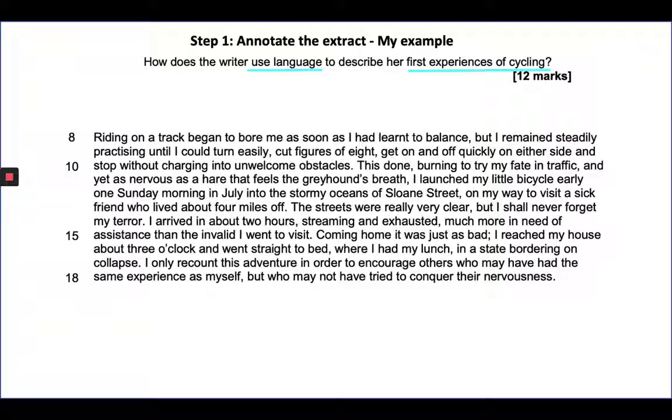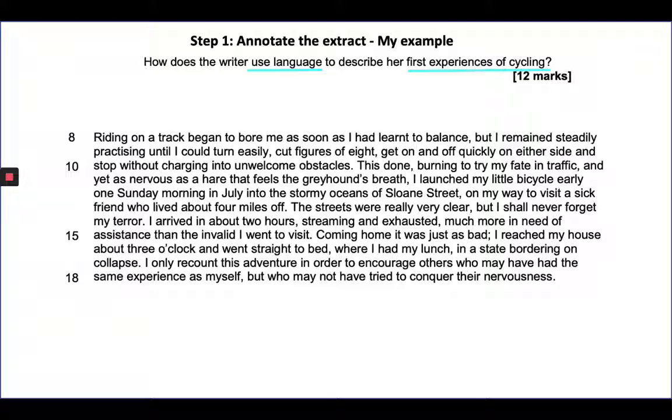And here is what you should do with this paragraph. A, you obviously read it first. B, you then start to identify turns of phrase, which means sentences or words that enable you to talk about the language used to describe the woman's first experience of cycling. Let me show you what I mean.